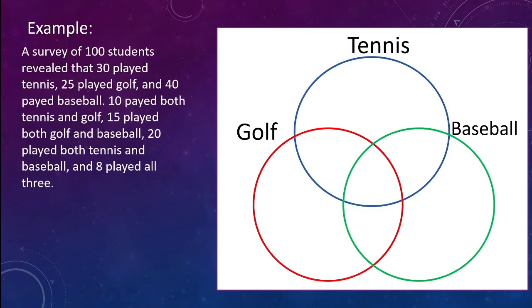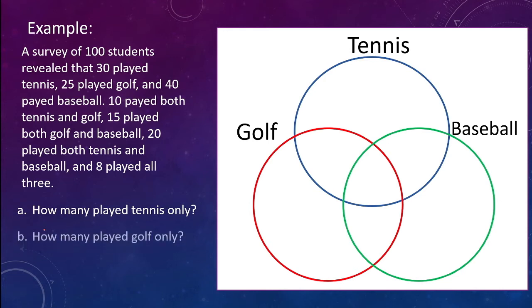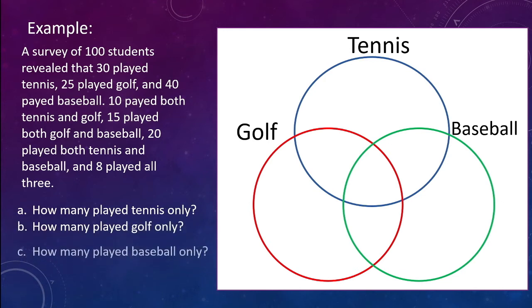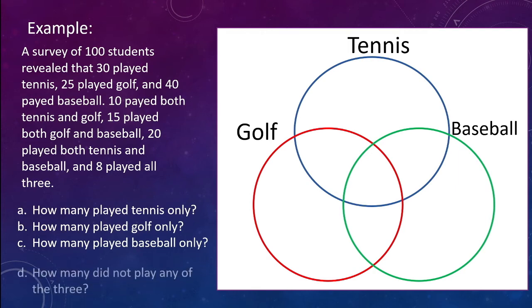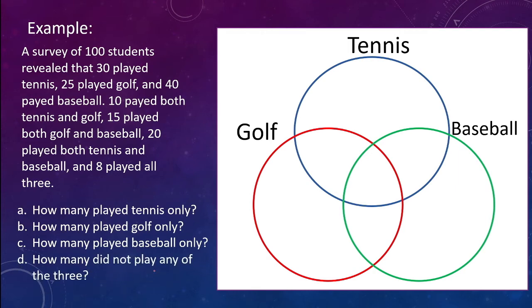Okay, for example, a survey of 100 students revealed that 30 played tennis, 25 played golf, and 40 played baseball. 10 played both tennis and golf, 15 played both golf and baseball, 20 played both tennis and baseball, and 8 played all three. So how many played tennis only? How many played golf only? How many played baseball only? How many did not play any of the three?